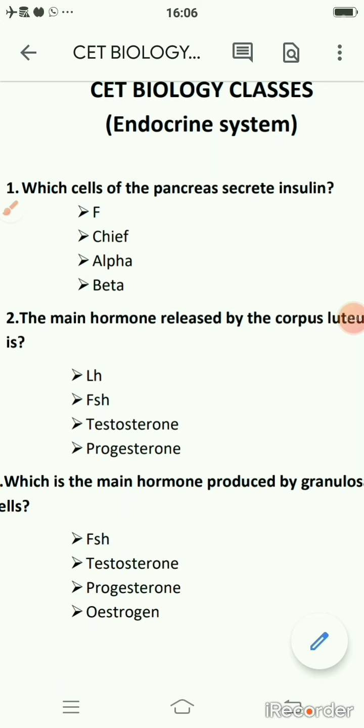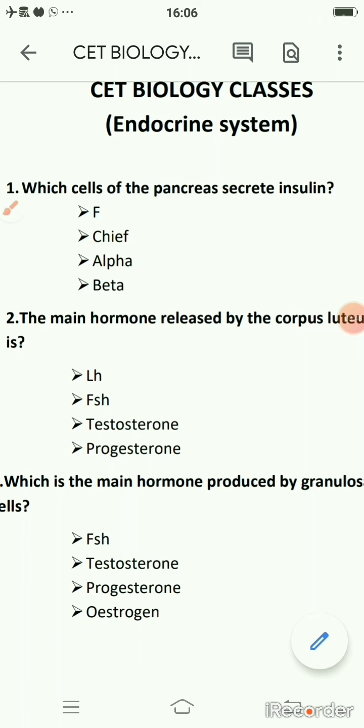This hormone is regulated by GnRH, gonadotropin-releasing hormone. GnRH stimulates the release of two hormones, LH and FSH. LH is responsible for the rise in ovulation and development of the corpus luteum. FSH is follicle stimulating hormone. It stimulates the follicles in females as well as in males. And testosterone is a hormone secreted in males.